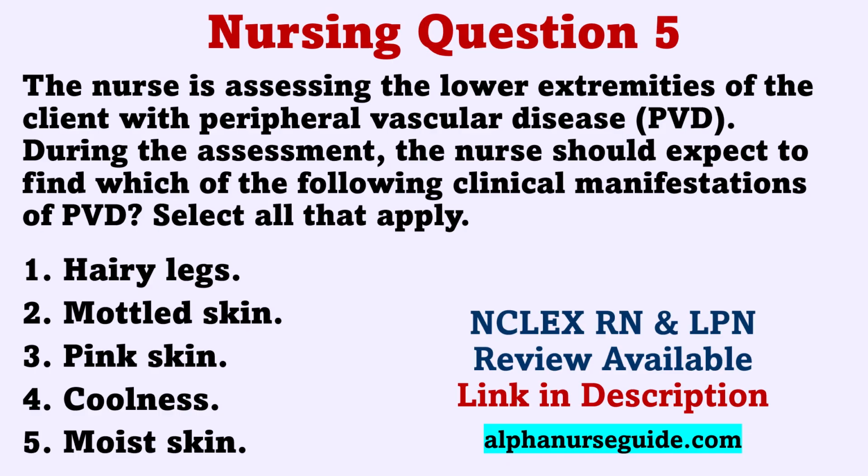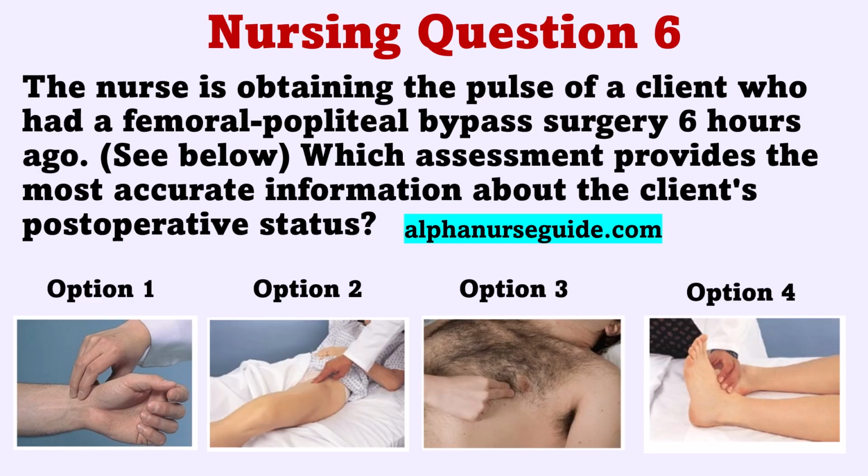Reduction of blood flow to a specific area results in decreased oxygen and nutrients. As a result, the skin may appear mottled. The skin will also be cool to the touch. Loss of hair and dry skin are other signs that the nurse may observe in a client with PVD of the lower extremities. The nurse is obtaining the pulse of a client who had a femoral popliteal bypass surgery 6 hours ago. Which assessment provides the most accurate information about the client's post-operative status?